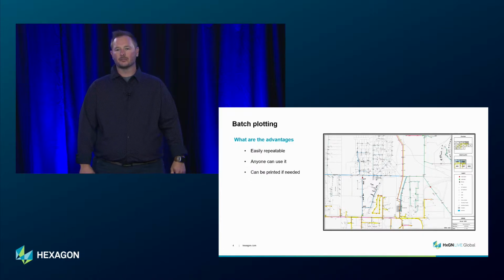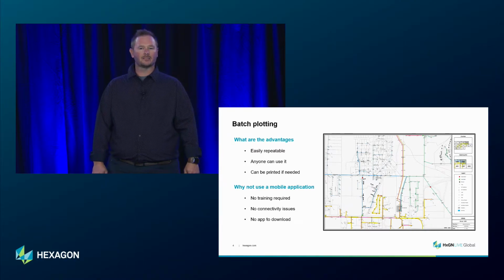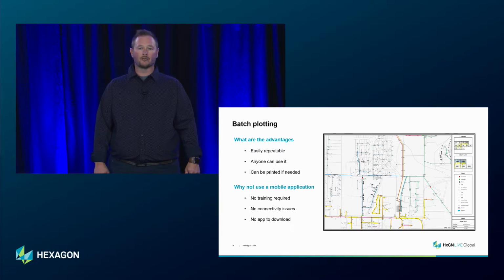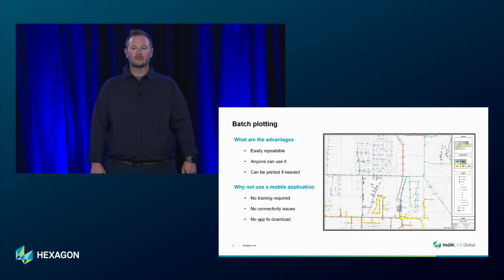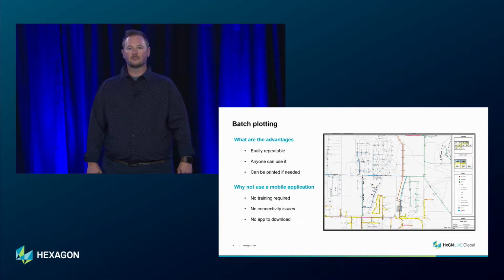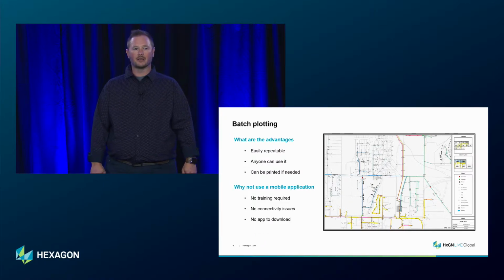What are the advantages? First of all, it's easily repeatable, anyone can use it, and it can be printed if needed. And you may be asking, well, why not just use a mobile application? Well, there's no training required with a PDF of a batch plot. There's no connectivity issues because everything is stored on the device. And there's no special apps to download. There's no passwords, there's no usernames. So it's just a really easy way to take your data and make it available to other people.